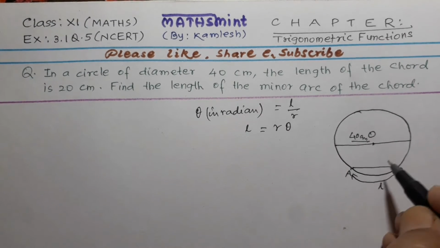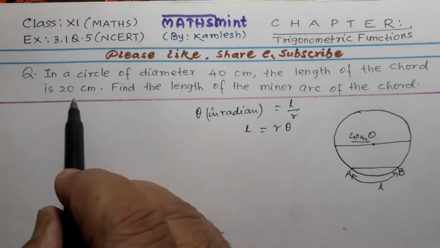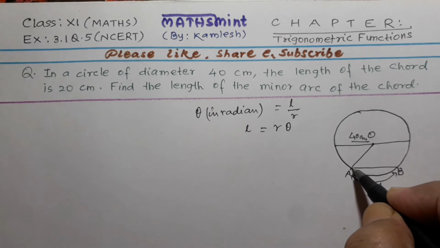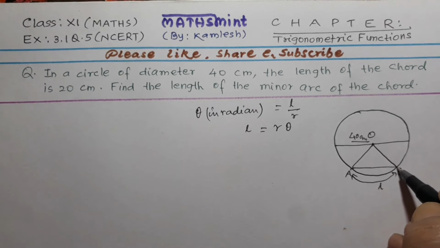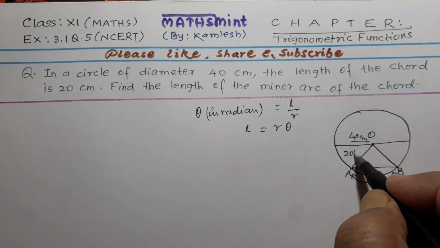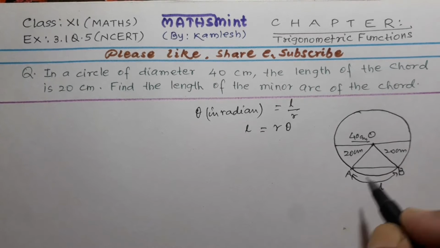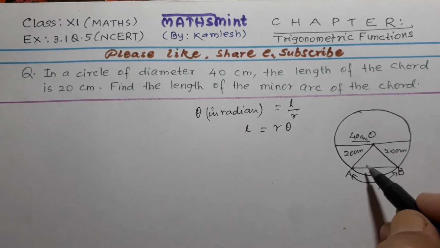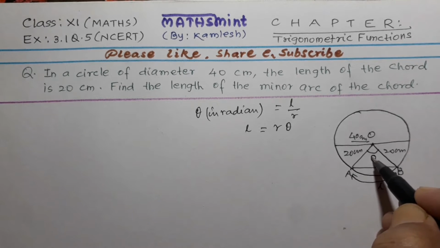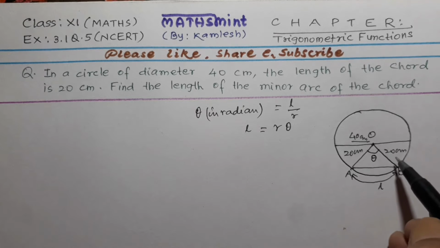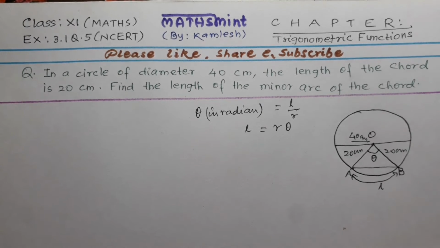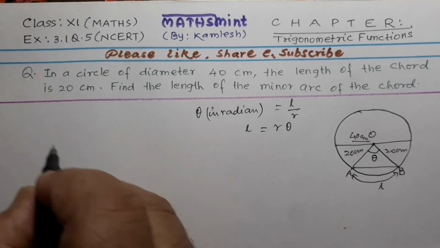So this is the center, and its diameter is 40 centimeter, so its radius will be 20 centimeter. Join the 2 points of the chord with the center. So this is 20 centimeter. This is also 20 centimeter. And the angle subtended by the radii and the chord, that is theta. First we shall find this. Then on this formula, R is given, L I will find.